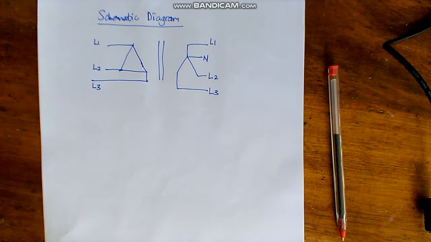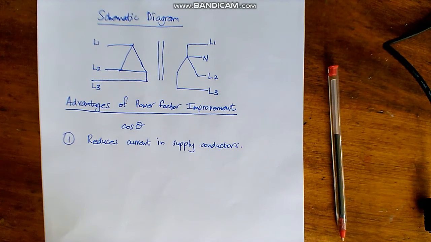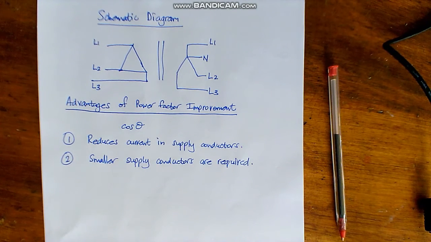Next we're looking at the advantages of power factor improvement. Don't forget that power factor is cos theta. Number 1, reduces current in supply conductors. If you're getting full power, then surely your conductors will be thinner. So number 2, smaller supply conductors are required because you have a lesser current running through these conductors.